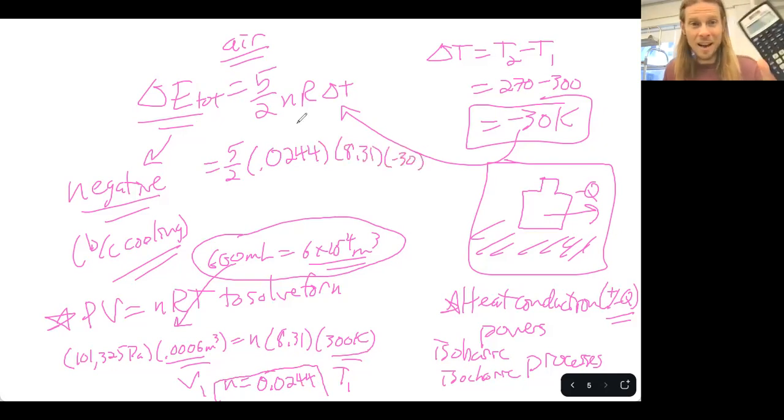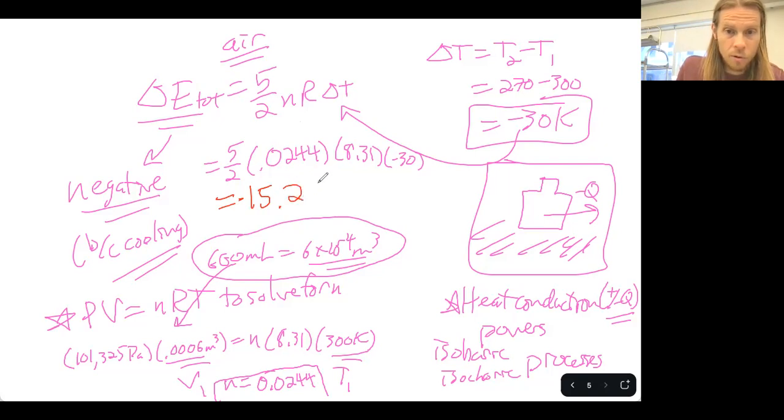In fact, I'm just going to copy this number into this. So I get this times 5 halves times 8.31 times negative 30. And I get negative 0.198. So basically negative 15.2 joules. And that's the answer.